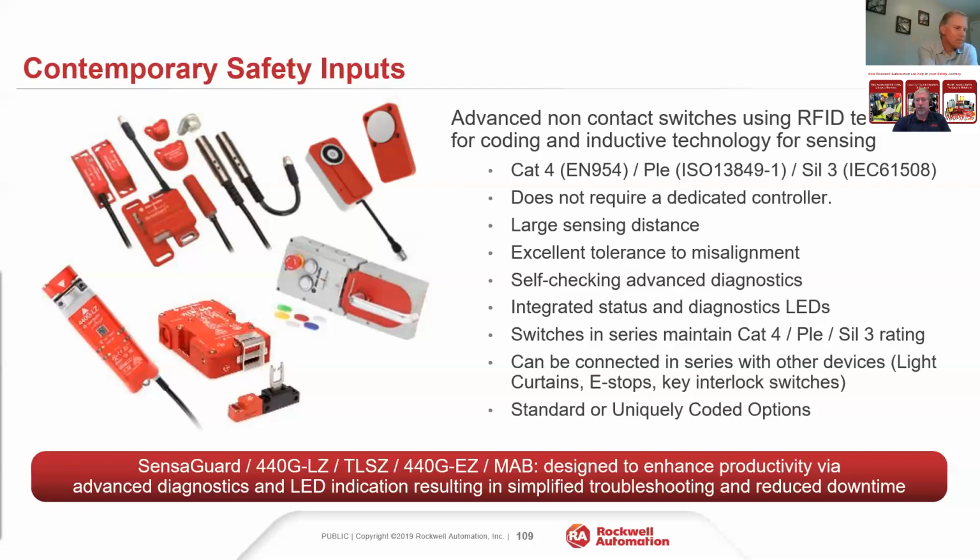So effectively, you have a uniquely coded pair, right? This actuator will only work with that switch, so you can't have an extra spare actuator to trip up signals. Those are available in your standard interlock device, which I'm going to use, it's cool.